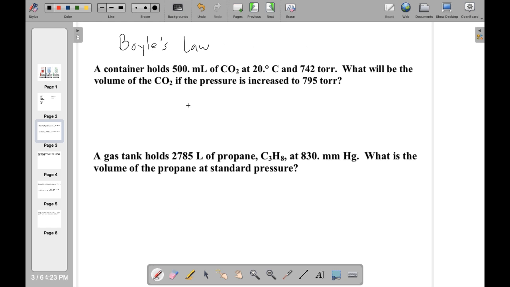Our first question says a container holds 500 milliliters of carbon dioxide at 20 degrees Celsius and 742 torr. What will be the volume of the carbon dioxide if the pressure is increased to 795 torr?